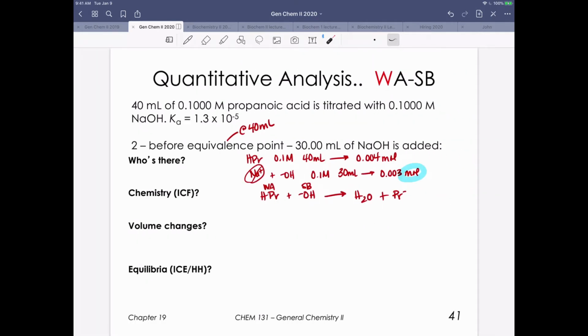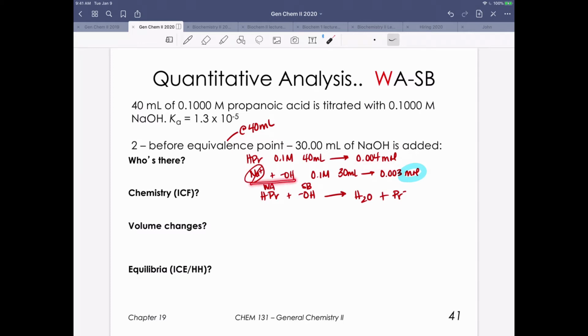So always the first thing you want to do is ask the question, who's there and what chemistry might be going on? So at this point in the titration, again, we've got our propanoic acid. It's 0.1 molar and we had 40 milliliters in our flask. Because we know we're going to be doing chemistry after we've begun our titration, we do need to convert into the number of moles of each species that we have. So we've got 0.004 moles of HPr.